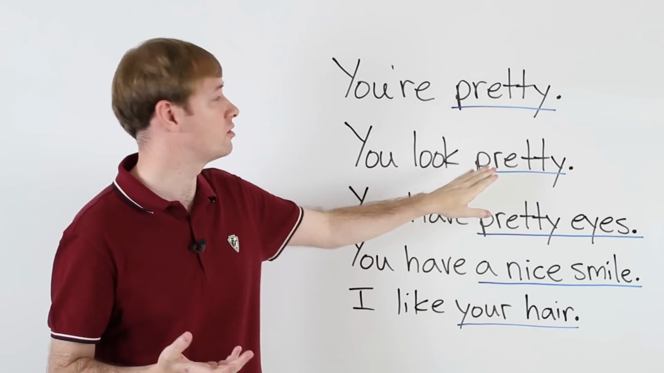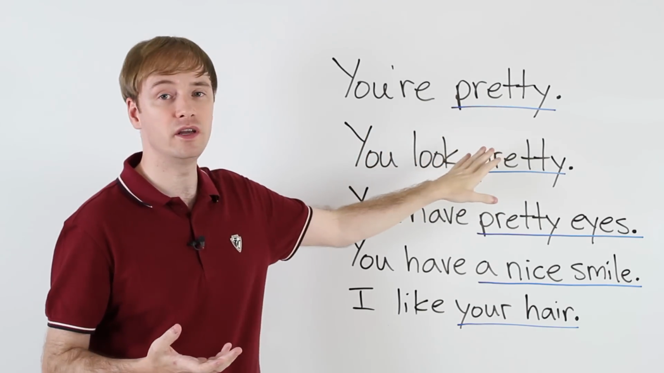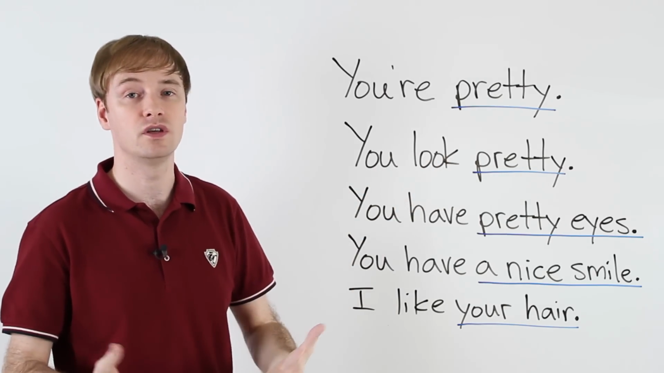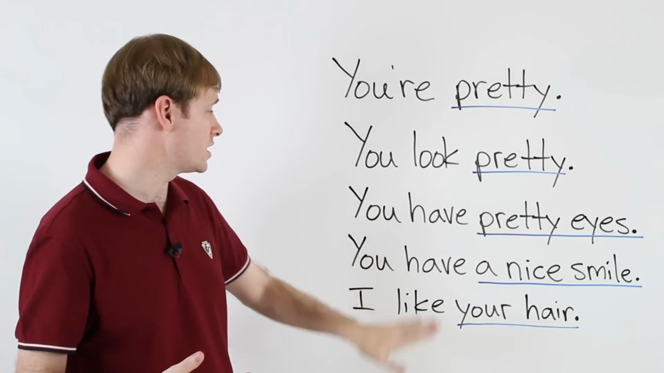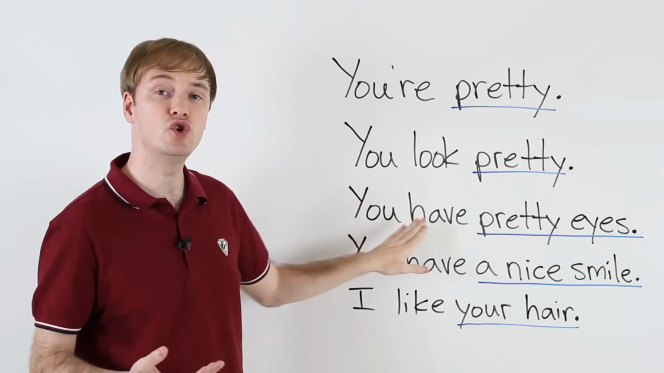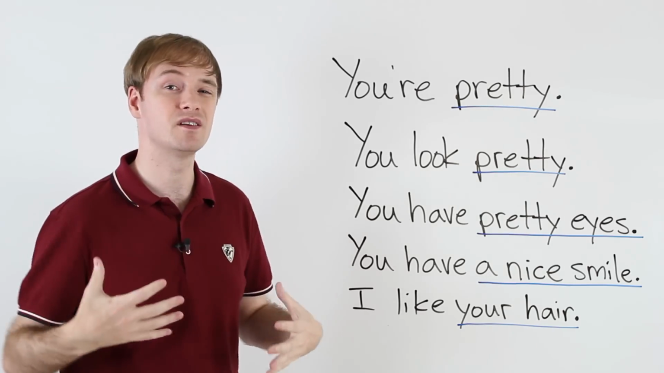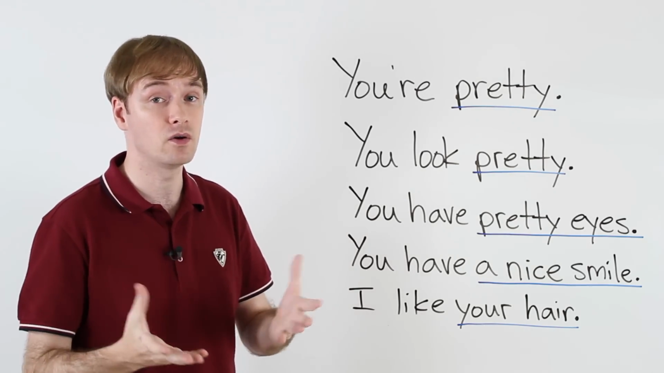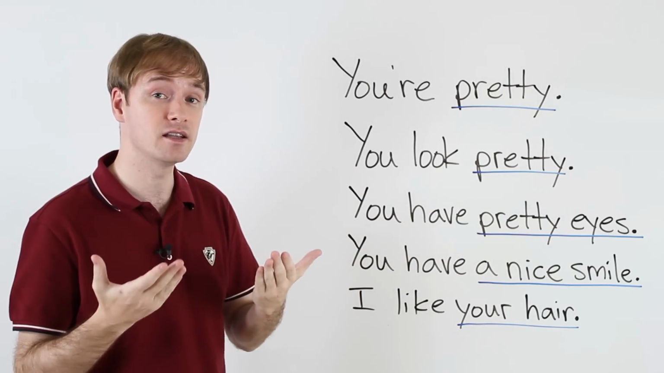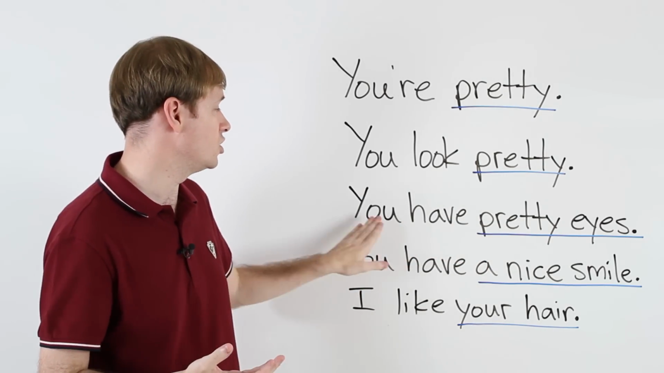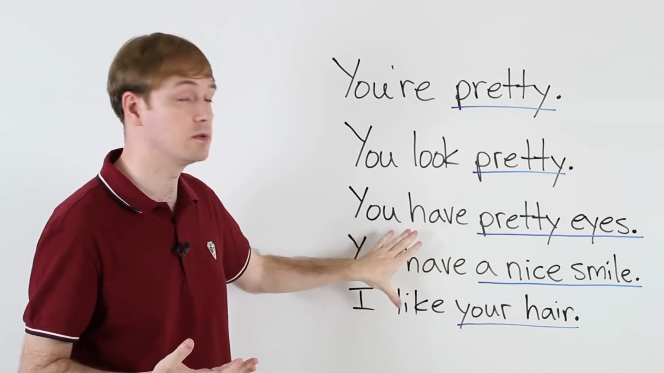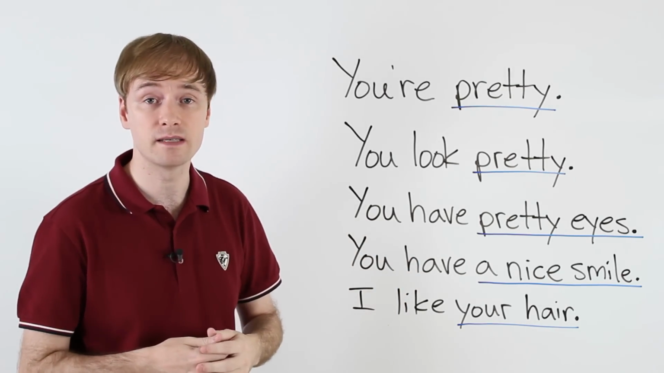You look pretty. Okay, you're pretty. You look pretty. Same thing, very similar. You look cute. You look beautiful. The next one, you have pretty eyes. Okay, using you have, you're going to describe something you like about their body. For example, you have pretty eyes or you have pretty hands, things like that. You want to say you have. You have a nice smile. This is a good compliment for a woman. You have a nice smile.